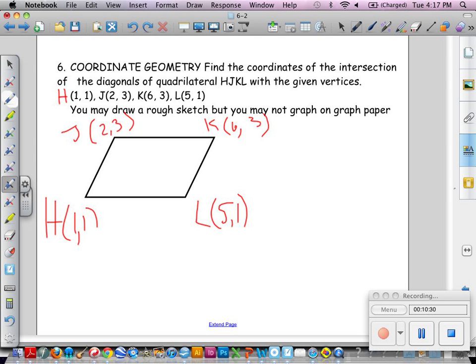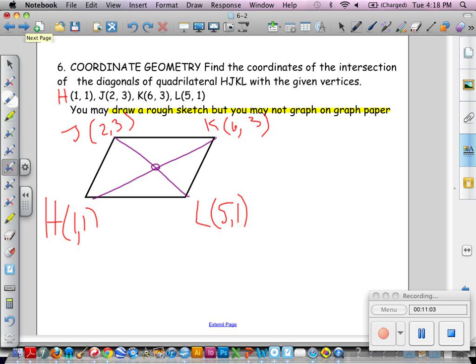It's coordinate geometry. Find the coordinates of the intersection of the diagonals of the quadrilateral H, J, K, L with the given vertices. I have here that you can draw a rough sketch, but you will not be given graph paper to figure out the answer. I already have my rough sketch drawn to save time. Pause the video if you need to draw the diagram. Welcome back.